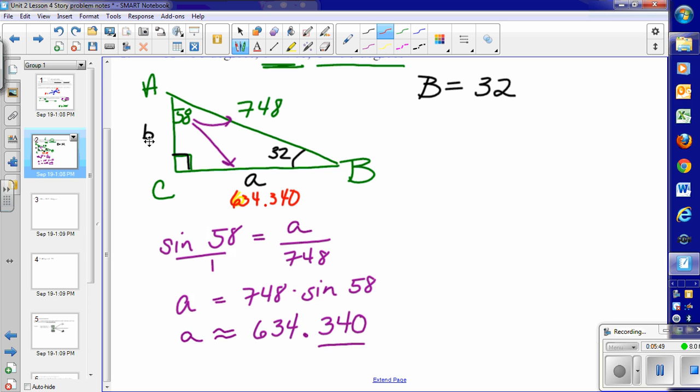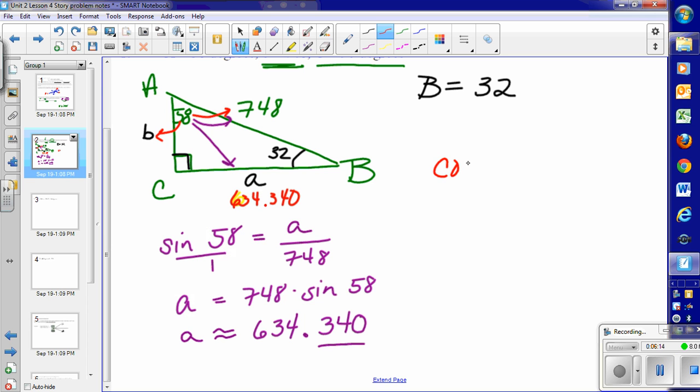Now I want to find side B. So how about I do the same sort of thing? I'm going to use the 32 this time. Actually, it'd be better if I used the 58, wouldn't it? The 58 was given. So let's use the 58. I take that back. Let's get that arrow out of there. Okay, let's use the 58 again because that was given in the problem. So let's find B using some given information.